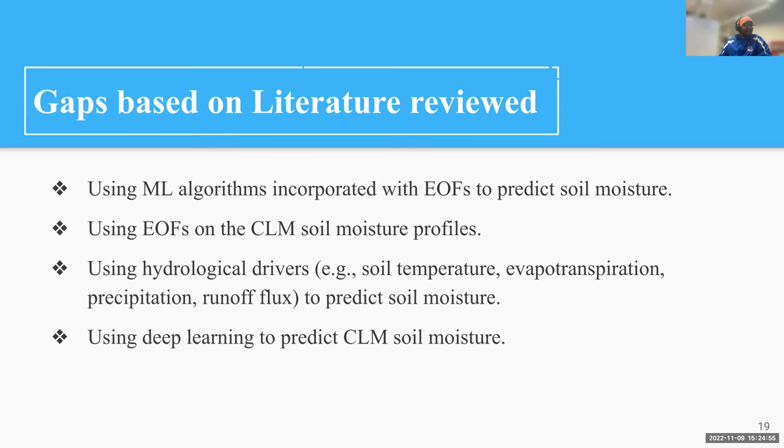Then also using hydrological drivers, maybe sensible heat, surface runoff, evapotranspiration and precipitation, to predict soil moisture. This also hasn't been done yet. And also using deep learning to predict CLM output, which is soil moisture. This also hasn't been done yet.